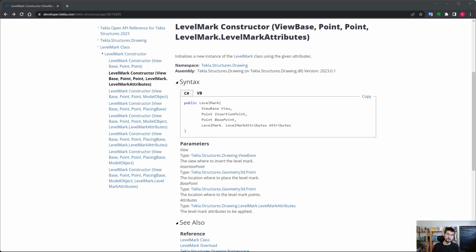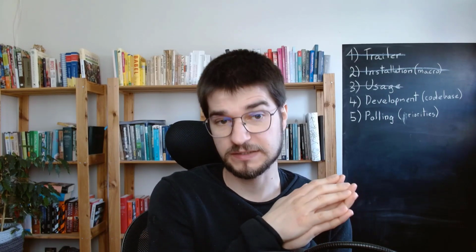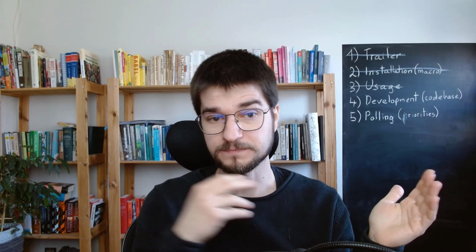We will prepare a component with 4 inputs. Three of them will be obligatory: the view and 2 points. The last will be optional. If the user does not provide an attribute setting file name, then we will just go with the standard one.